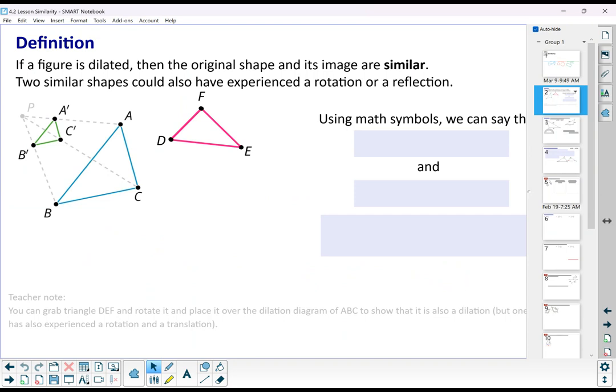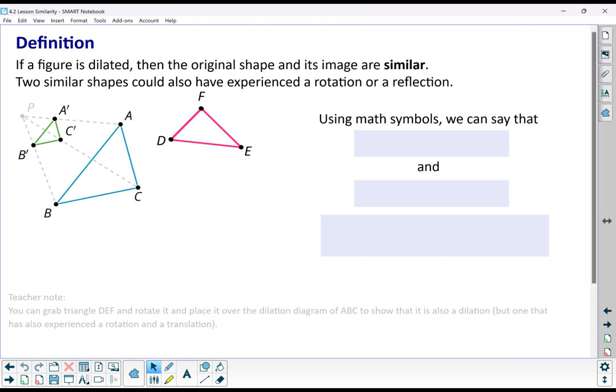Last time we worked on dilations, and so you'll remember that if we have a dilated shape like A prime, B prime, C prime, this little green triangle, then there is a scale factor by which all of the lengths are multiplied from that original triangle ABC, and that if we connect the corresponding points like A and A prime, we will have a center of dilation that we can find, which is labeled P in this diagram.